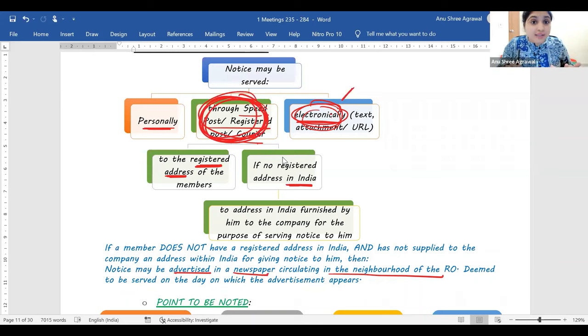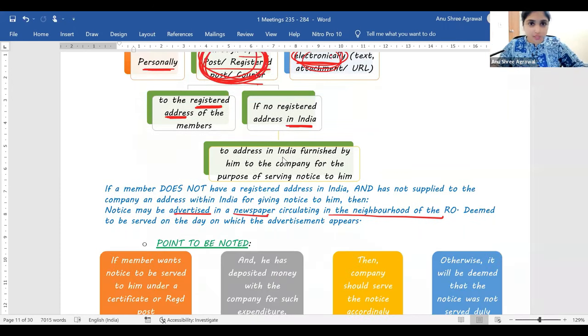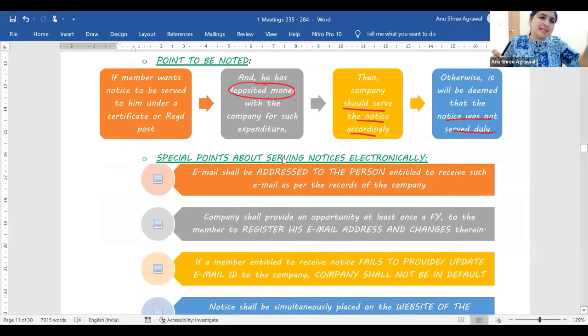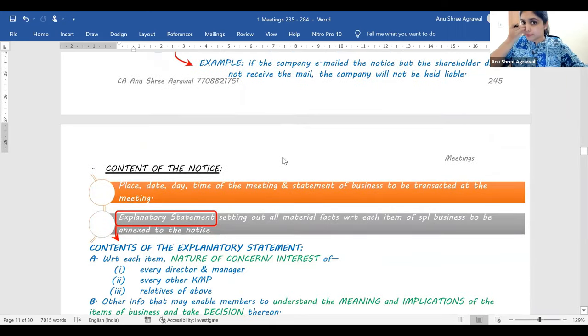If he is not giving some address in India, then we will simply give the notice as one advertisement in one newspaper, which is circulating in the place where the registered office is situated, and that itself will be deemed to be notice given. Then we learned, in case a shareholder is insisting, please send the notice to me only by speed post, for this you keep 1,000 rupees deposit money. In that case, the company should send it only by speed post. If the company sends the notice by any other mode, it will be an invalid notice, as if the company did not give the notice properly.